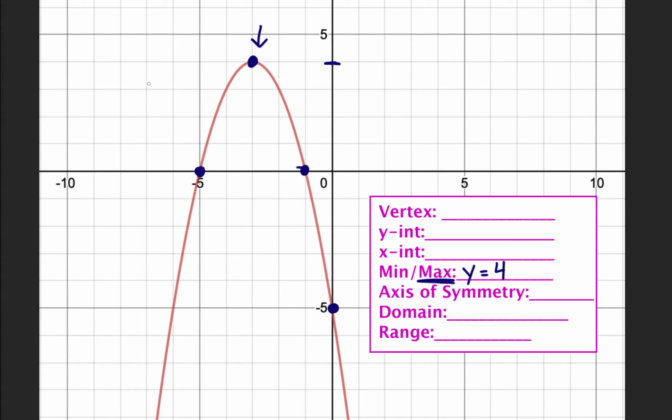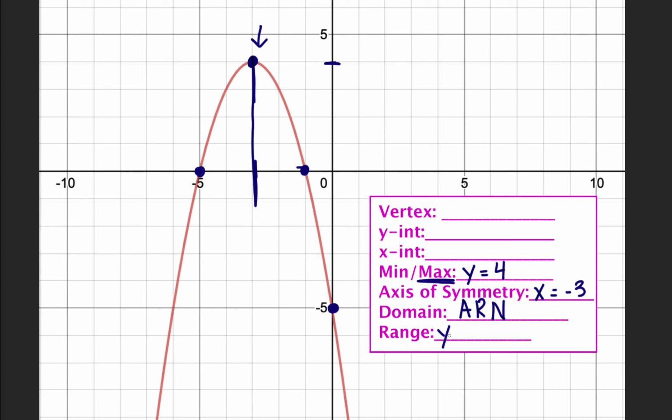Okay, and then our axis of symmetry. Remember, I'm going to draw that line directly through my vertex and see where it crosses on the x-axis. And that's going to be at x equals -3. Okay, domain, once again, domain for all of these is going to be the same. You're going to be looking at all real numbers each and every time. And then lastly, our range.